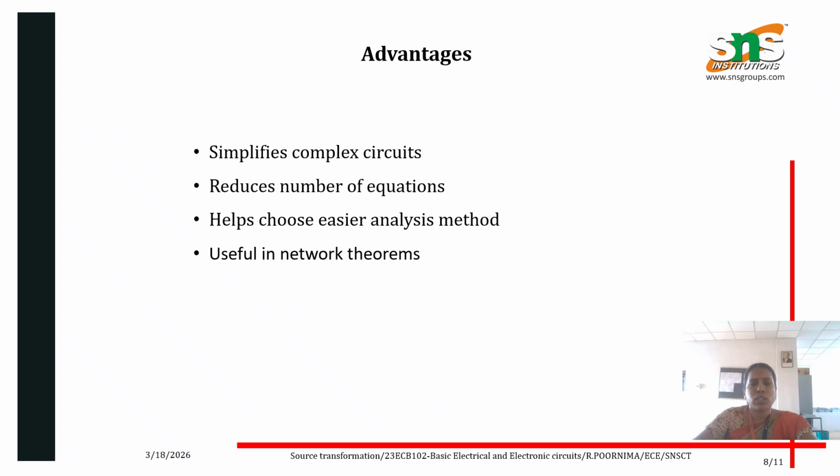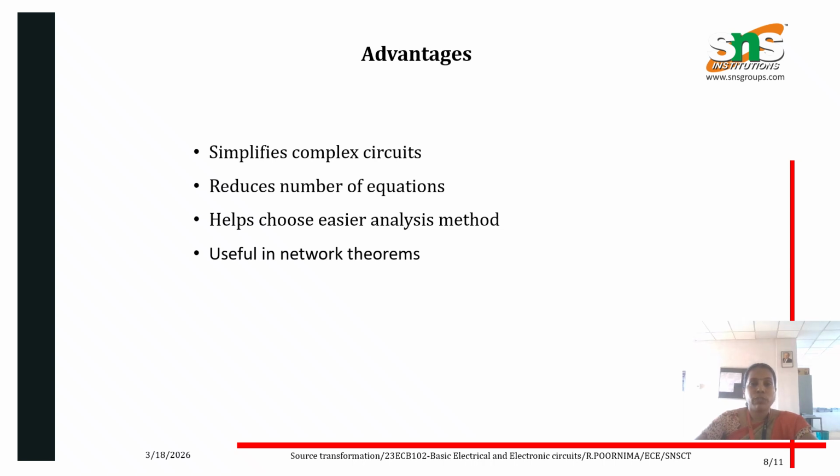Advantages of this method are that it simplifies complex circuits and reduces the number of equations. When we have a larger number of loops, converting from a current source to a voltage source can reduce the number of equations, because we use KCL or KVL when solving with circuit analysis techniques. So we can reduce the number of equations using the source transformation method.